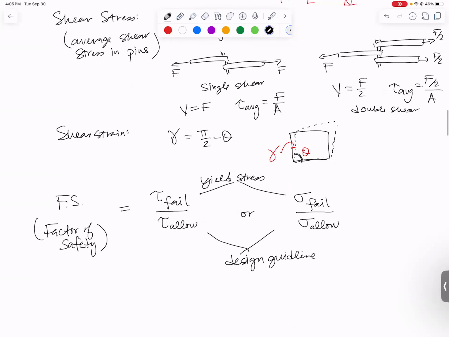So we want this factor of safety to be greater than 1.0. And depending on your field would determine how much greater than 1.0. So if you're given a problem where you're told the yield stress is 50 megapascals and you want a factor of safety of 2, your design stress would be 25 megapascals. That's your design or allowable stress.